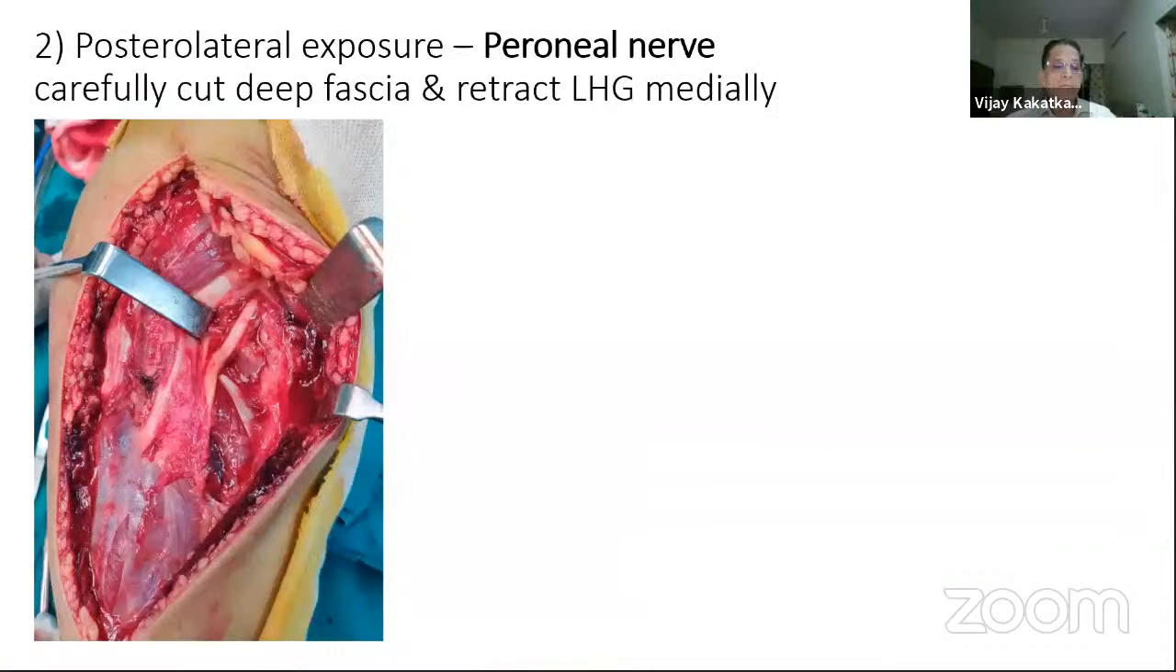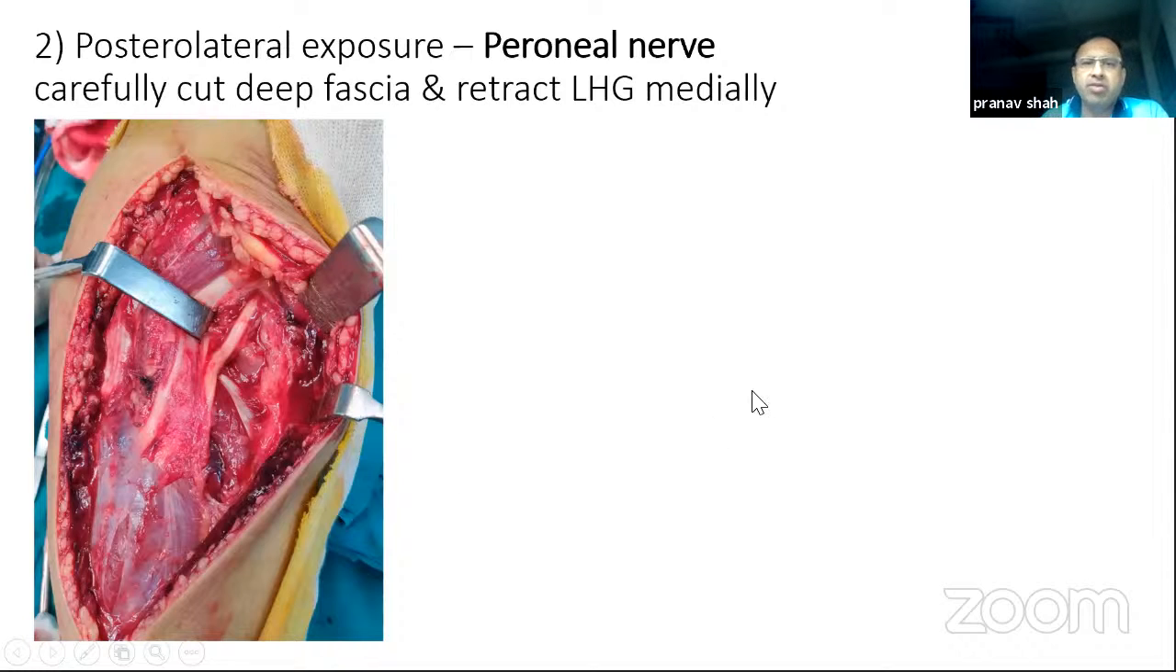Now we go to the posterolateral side. So the anterolateral arthrotomy, as you can see over here, is already done. Now we are going to the posterolateral part, and the peroneal nerve is our lighthouse. It is the most important landmark. We have to identify the peroneal nerve, and then everything else begins from there.